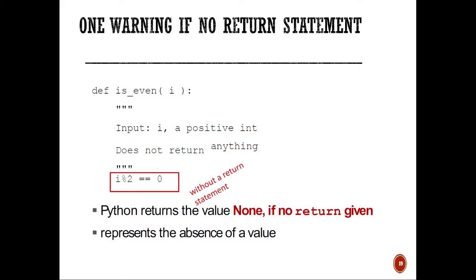One warning is that if we don't have a return statement inside the function, Python will return the value None because we did not use the return statement. So if we don't have this return statement, this represents the absence of a value.